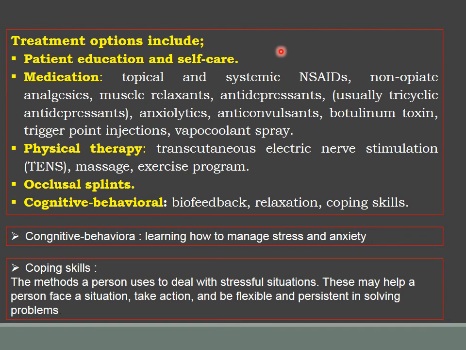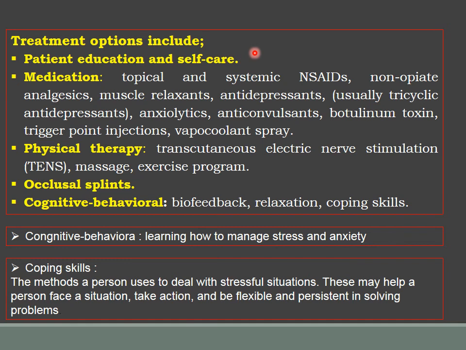ما تتذكرون بالمحاضرات مال TM joint إنه تعلم المريض إنه هذا اللي يصير عندك هو مو organic disease، مو tumor. You have to assure the patient, and so patient education and self-care is very important. The use of medication analgesic اللي قلنا هي أكثر شيء non steroidal anti-inflammatory و non opiate analgesic، لأن الأوبيت يسوي لنا addiction. Muscle relaxant sometimes used. Antidepressant like tricyclic antidepressant. Anxiolytic like Valium, anticonvulsant, botulinum toxin injection, vapocoolant spray، استخدام التبريد، كل هاي تساعدنا على relieving of the pain.